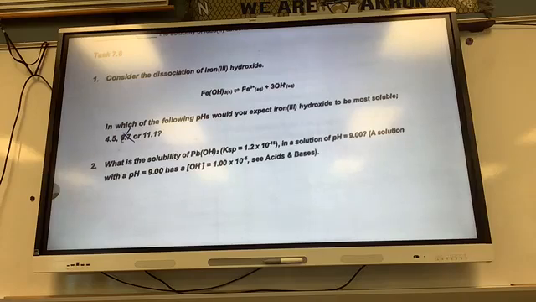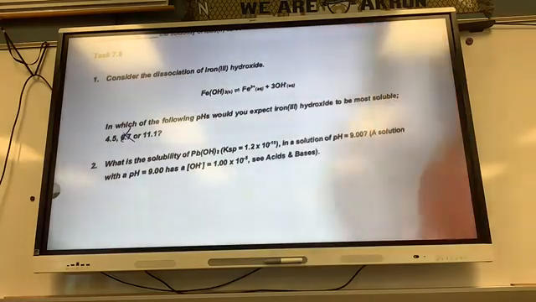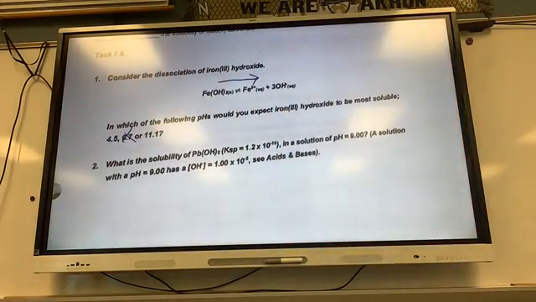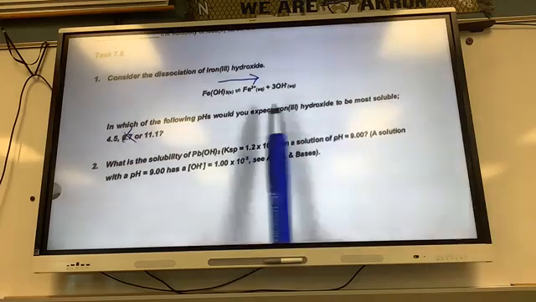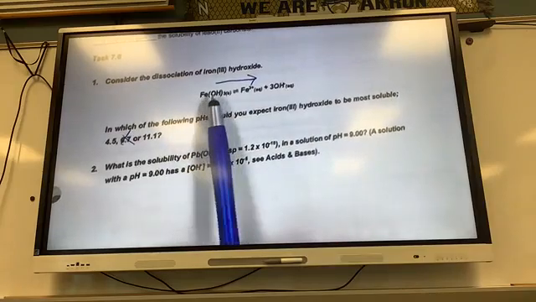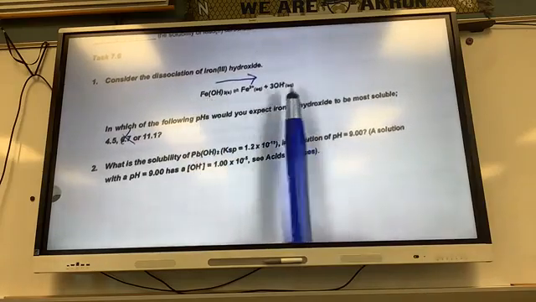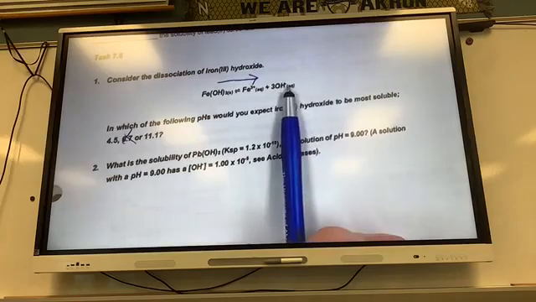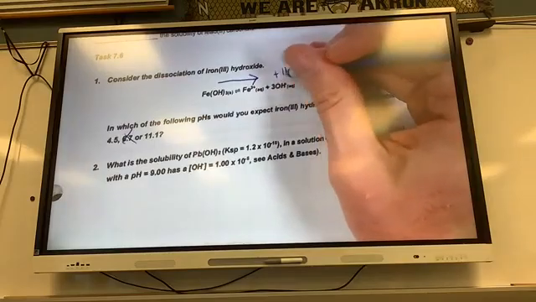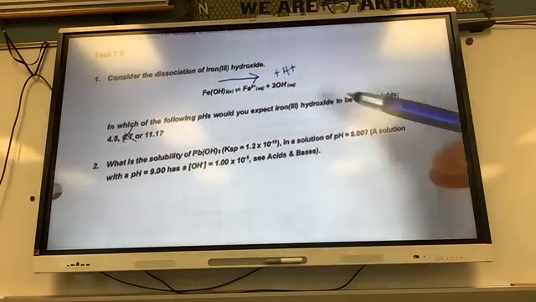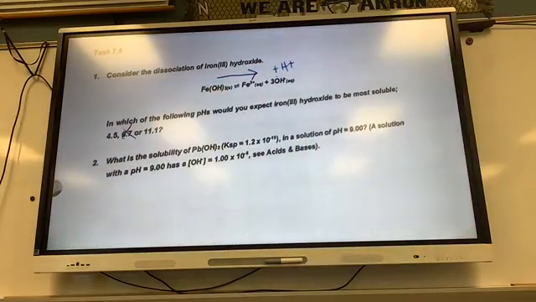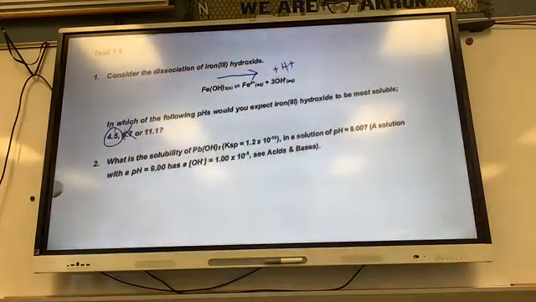So, I'm saying most soluble, which means I want to shift it to the right, correct? So, if I want it to go to the right, I want there to be either more of this, correct? Or less of this. If I make it lower pH, what am I adding? I'm adding more H+, which will turn this into water, which will remove this, shifting it to the right. So that would be a low pH.